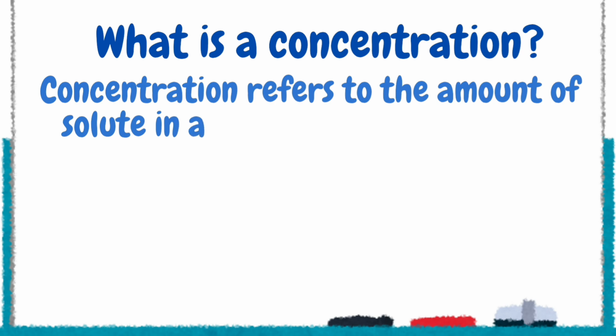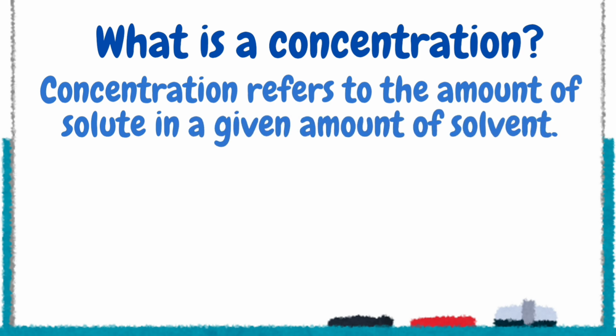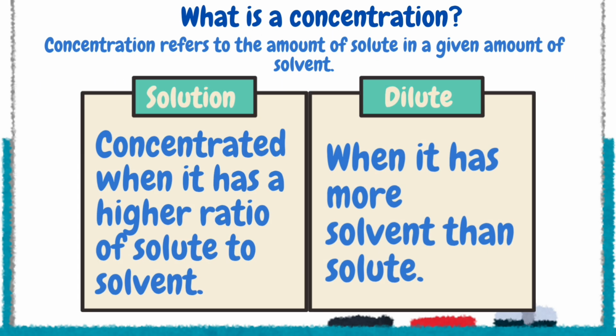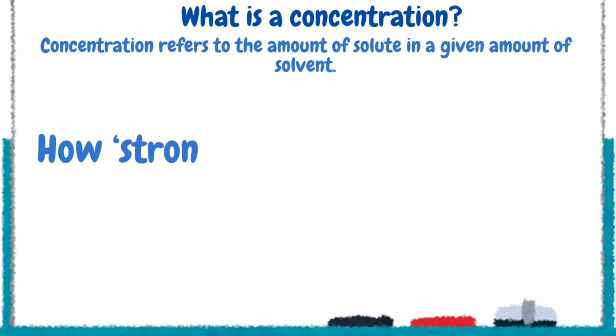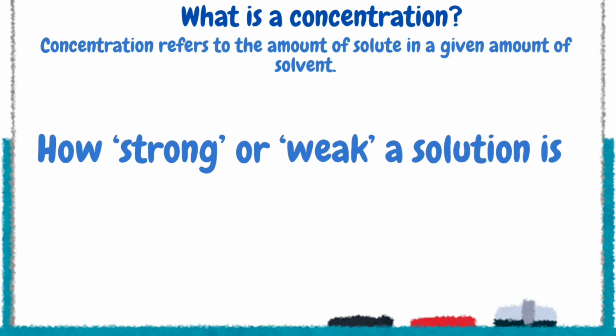And concentration refers to the amount of solute in a given amount of solvent. A solution is concentrated when it has a higher ratio of solute to solvent, and it's dilute when it has more solvent than solute. In other words, it tells you how strong or weak a solution is.